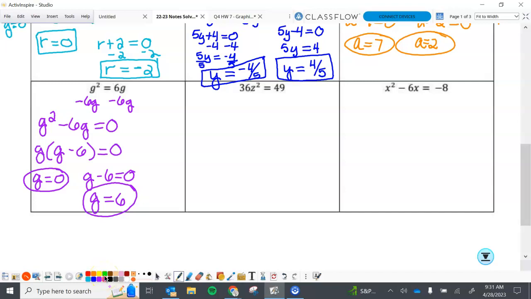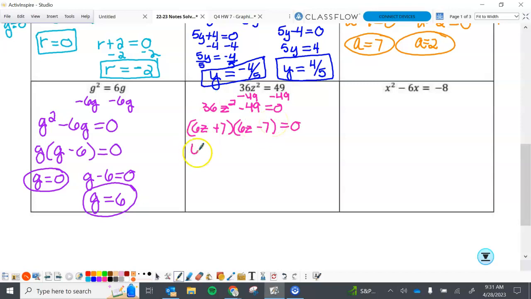Next one is our example of the difference of perfect squares. I'm going to subtract 49 on both sides. We'll get 36z squared minus 49 equals 0. Again, this is the difference of perfect squares, so I'm going to take the square root of everything and set 2 parentheses equal to 0. I'll have 6z plus 7 and 6z minus 7.